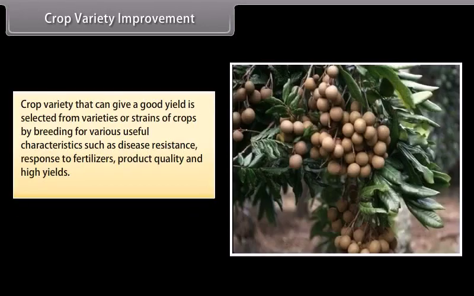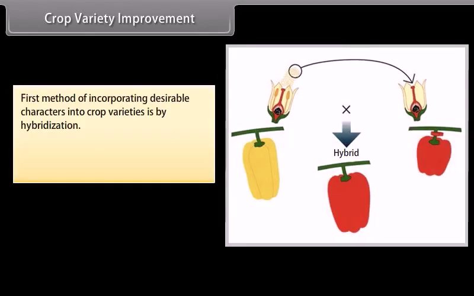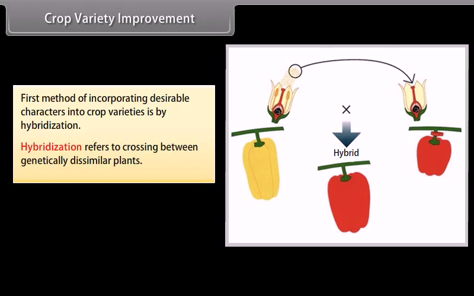Crop variety improvement. Crop variety that can give a good yield is selected from varieties or strains of crops by breeding for various useful characteristics such as disease resistance, response to fertilizers, product quality, and high yields. First method of incorporating desirable characters into crop varieties is known by hybridization. Hybridization refers to crossing between genetically dissimilar plants.